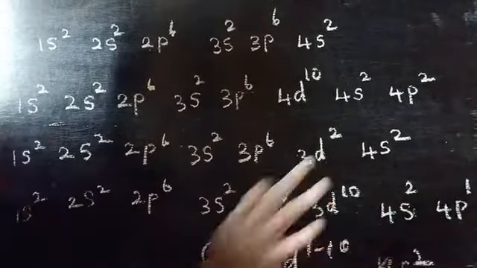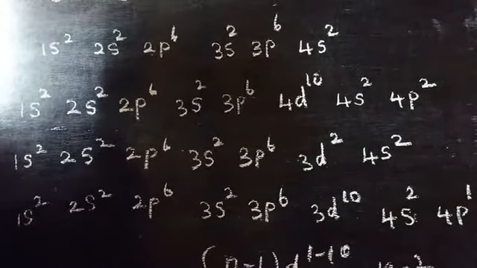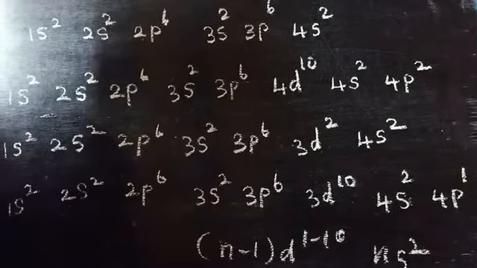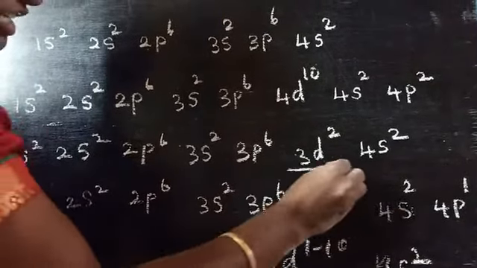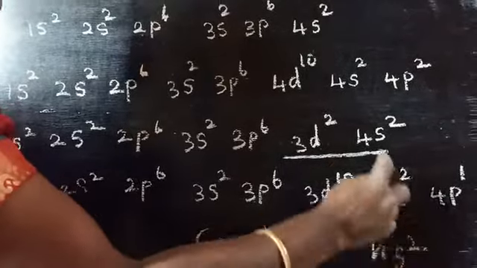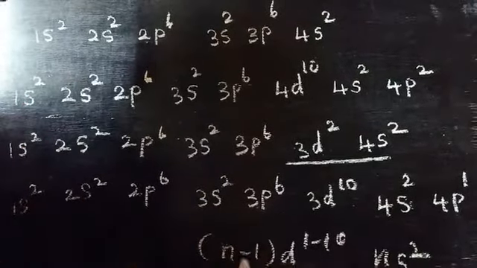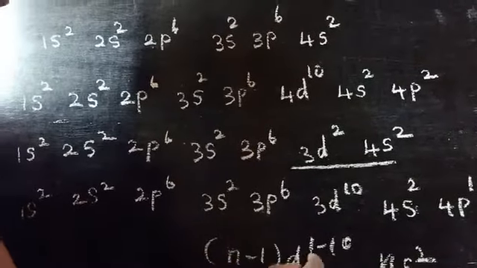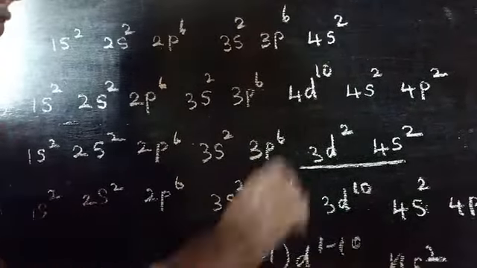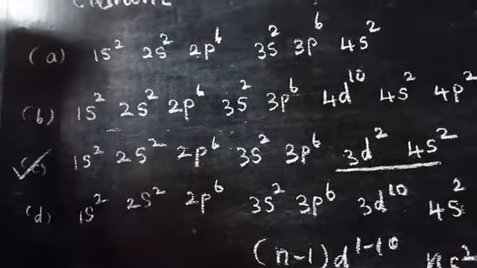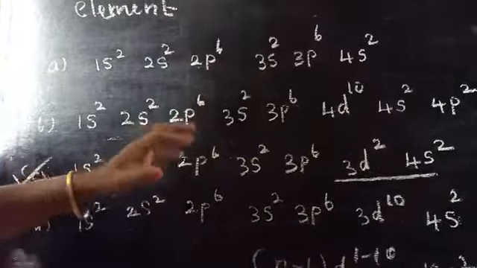See here also a p orbital. See the outer valence electron. Here p orbital, leave that also. What about the remaining? Here 3d2, 4s2. Ns2 is 4s2. The n value here is 4, so 4 minus 1 is 3. 3d 1 to 10, and here it is 2. So which one is the correct option? Option C. Can you guess it, children?